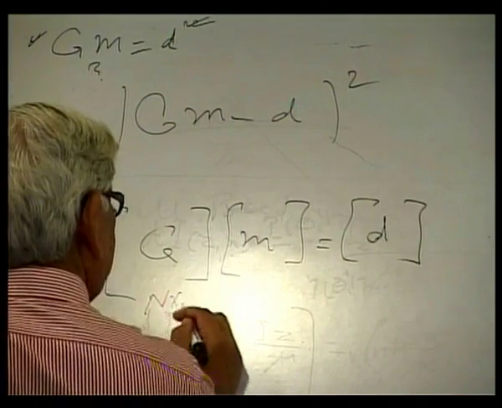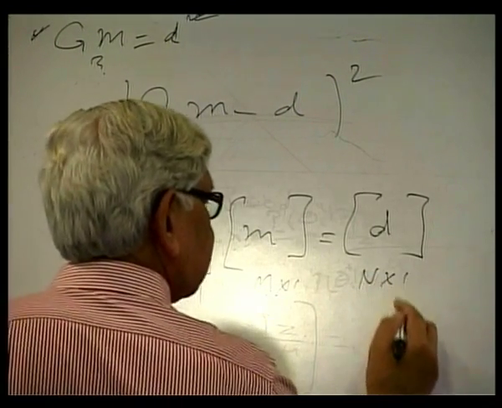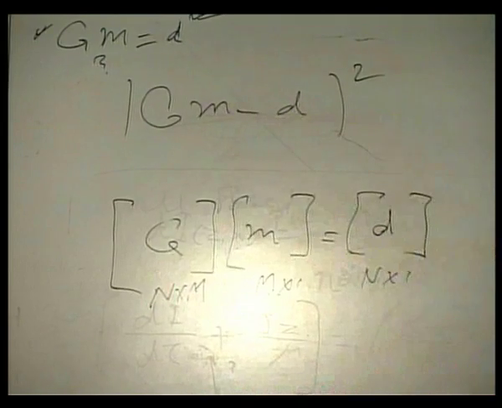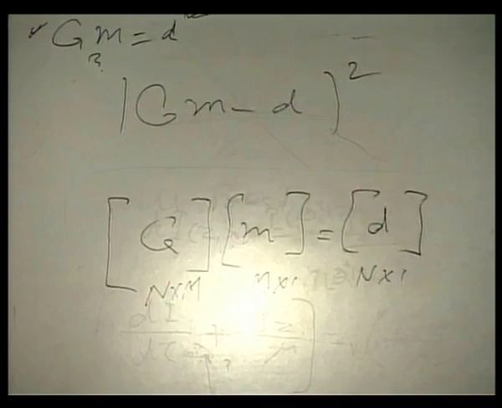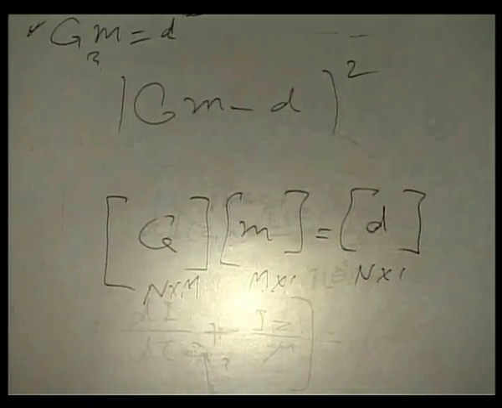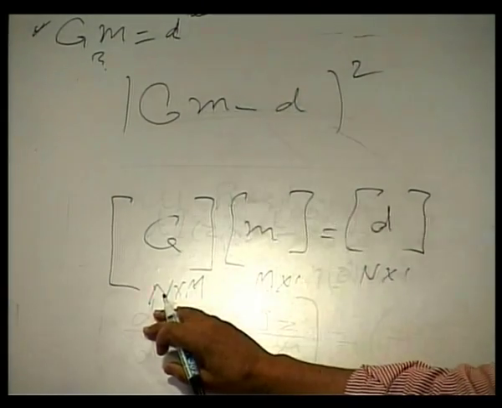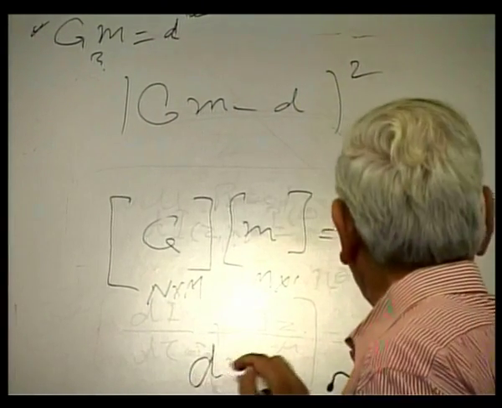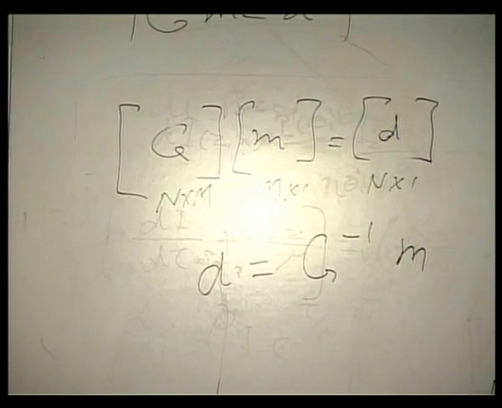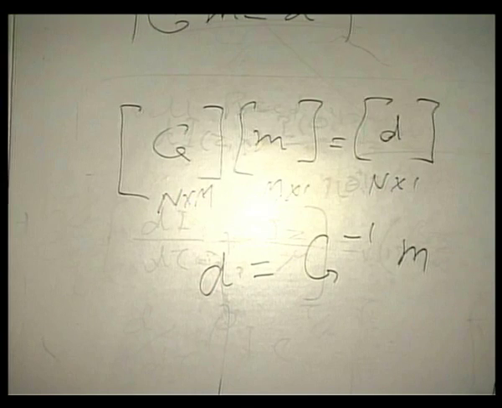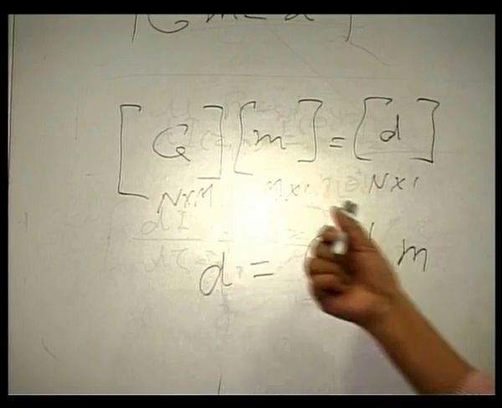So this is a matrix form. This could be my n cross m, m cross 1, and the observations are n. Well, if m is equal to n, then you will probably say I've got the solution, because this is a square matrix. And I could always write m equal to G inverse d. And every graduate student knows how to find G inverse of a square non-singular matrix. So you've got a perfect solution.